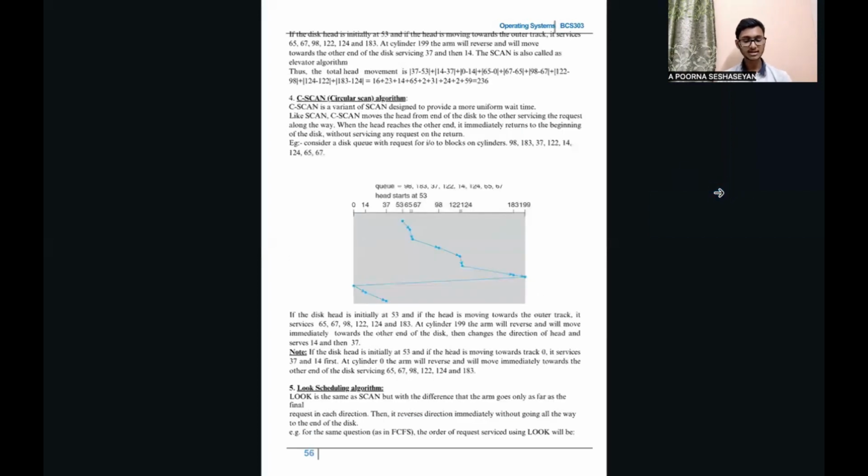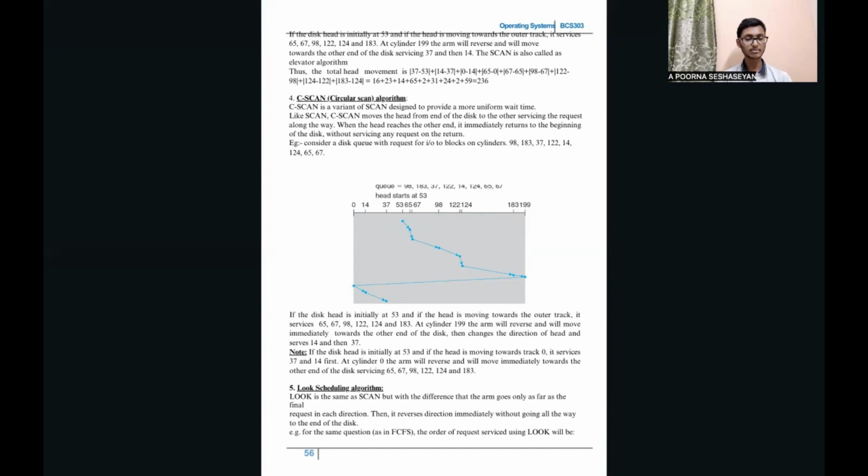So, if the disk head is initially at 53 and if the head is moving towards the outer track, it services 65, 67, 98, 122, 124 and 183, as I told earlier. At cylinder 199, the arm will reverse and will move towards the other end of the disk servicing. The scan is also called the elevator algorithm, and the calculation of head movement remains the same, so here the total head movement is 236.